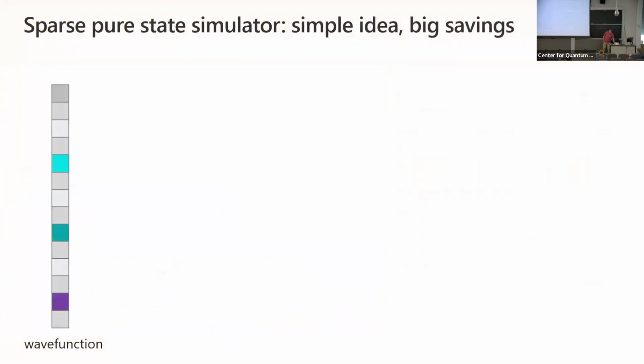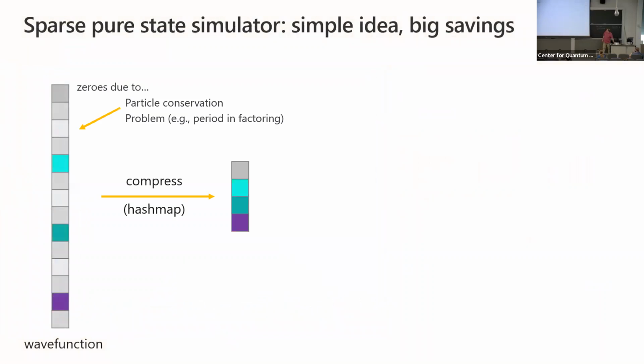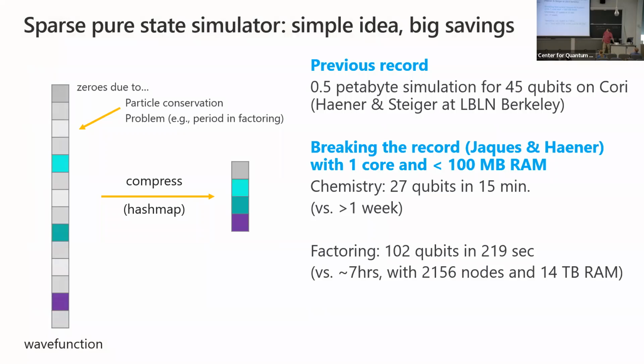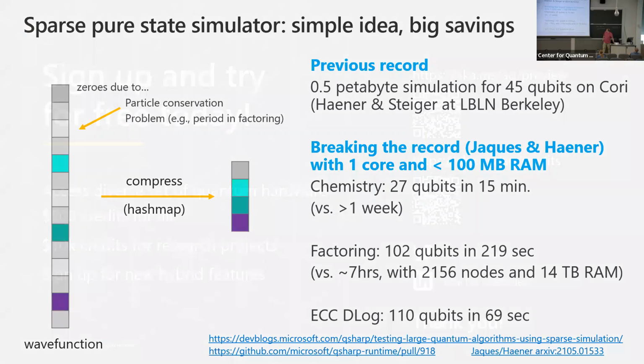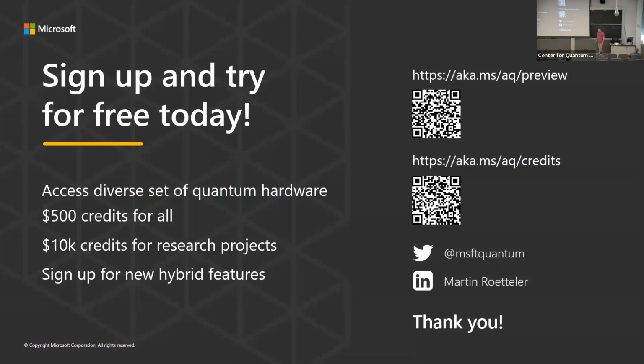The final thing I want to mention is the Sparse Simulator I mentioned earlier. I'm just going to zoom through that. This uses hashing of the wave function, and you can go over 100 qubits in many cases. I also want to mention the credit programs, the $500 program I mentioned already. That gets you started, but it doesn't last very long. There's also a $10,000 credit program that's probably much more interesting for the folks here.